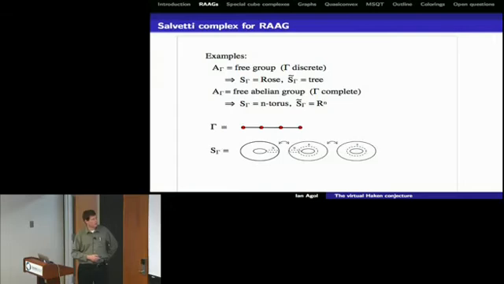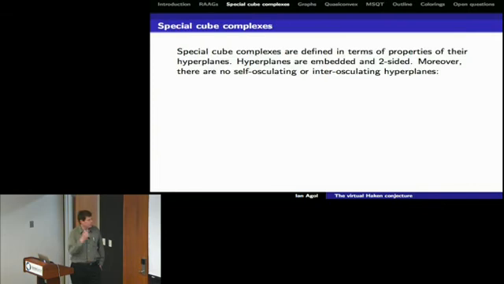Okay, so that's right-angled Artin groups and their Salvetti complexes. Now, Haglund and Wise introduced the class of what they call special cube complexes. They came about this from a different viewpoint, but one way of viewing these special cube complexes is to think about covering spaces of Salvetti complexes, or right-angled Artin groups.